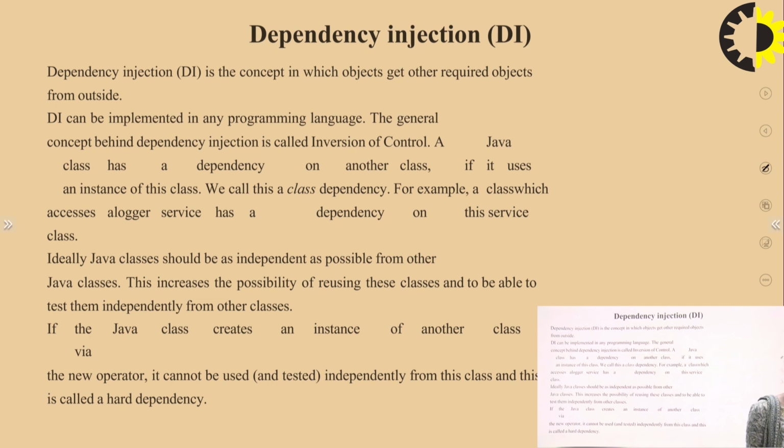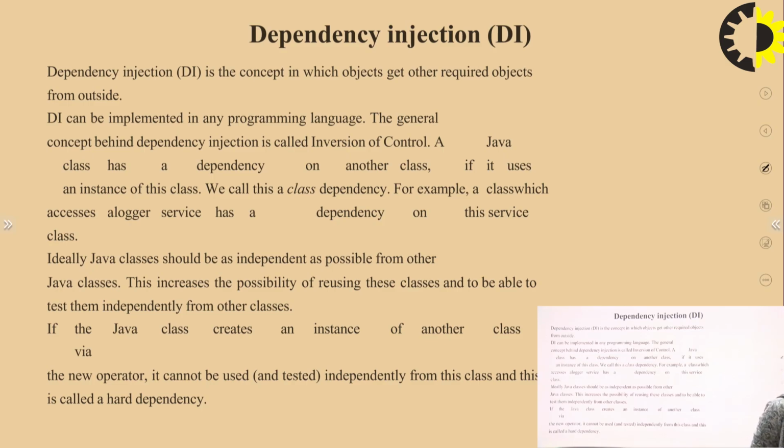Now, the most important thing is dependency injection. Dependency injection is a concept in which an object gets other required objects from outside. DI can be implemented in any programming language. Basically, the general concept behind dependency injection is called inversion of control.